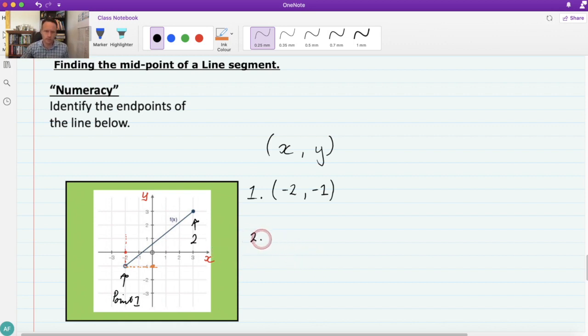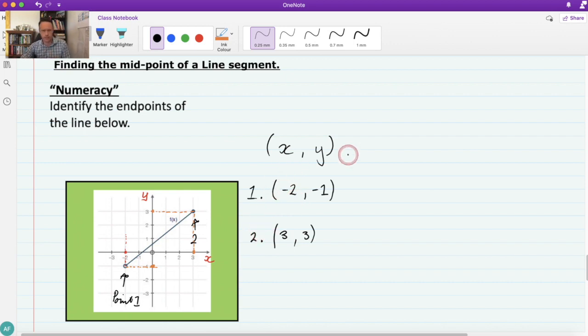Point 2, same deal, no tricks. To find the x value, we go from that point and take it straight down to where it crosses the x-axis, and for the y we take it straight across to where it crosses the y-axis. That one crosses the x-axis at 3, and it also crosses the y-axis at 3. So they're the 2 points that we're using, and from that we would be able to find the midpoint.